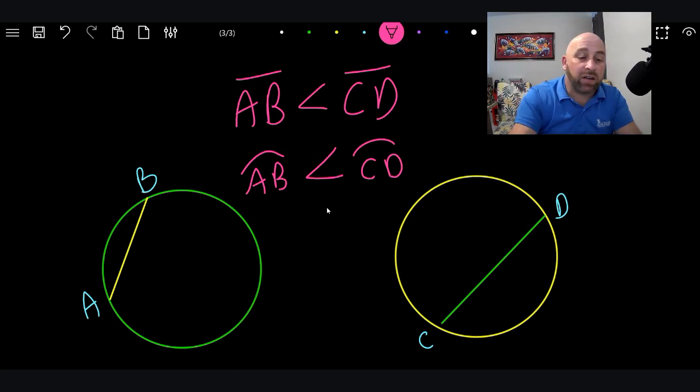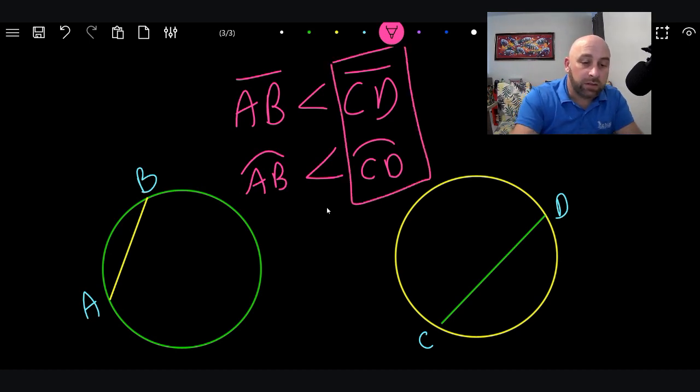If the angle is bigger, then the arc is bigger. If the chord is bigger, and the angle was from a few lessons ago, if the chord is bigger, then the arc is also bigger. So it's a direct correlation between the two. All right.